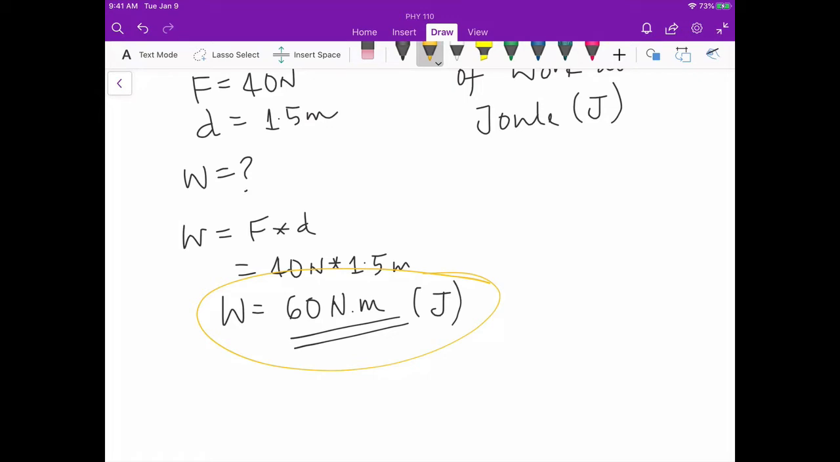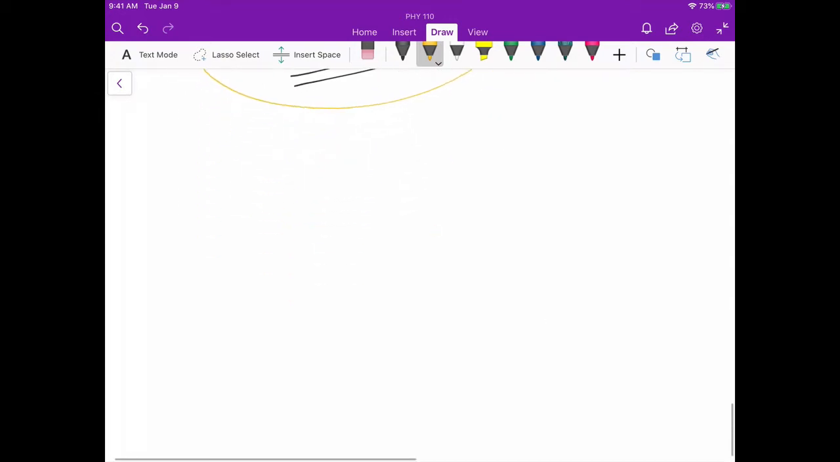More examples. Then E2, I'll read E2 for you. Again, you can pick the given parameters, and I'm going to give you a minute to try it. So E2 states: a woman does 210 joules of work to move a table 1.4 meters across the floor.